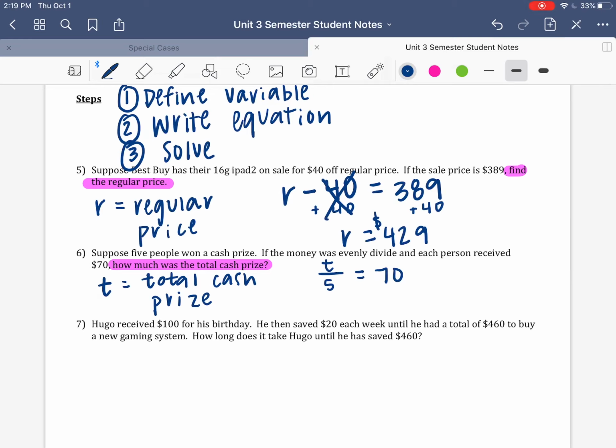So now we solve this. These are all one-step equations. T divided by 5, to get that T by itself, I do the opposite. So I multiply by 5 on both sides. And that tells me that the original value of the cash prize was $350.